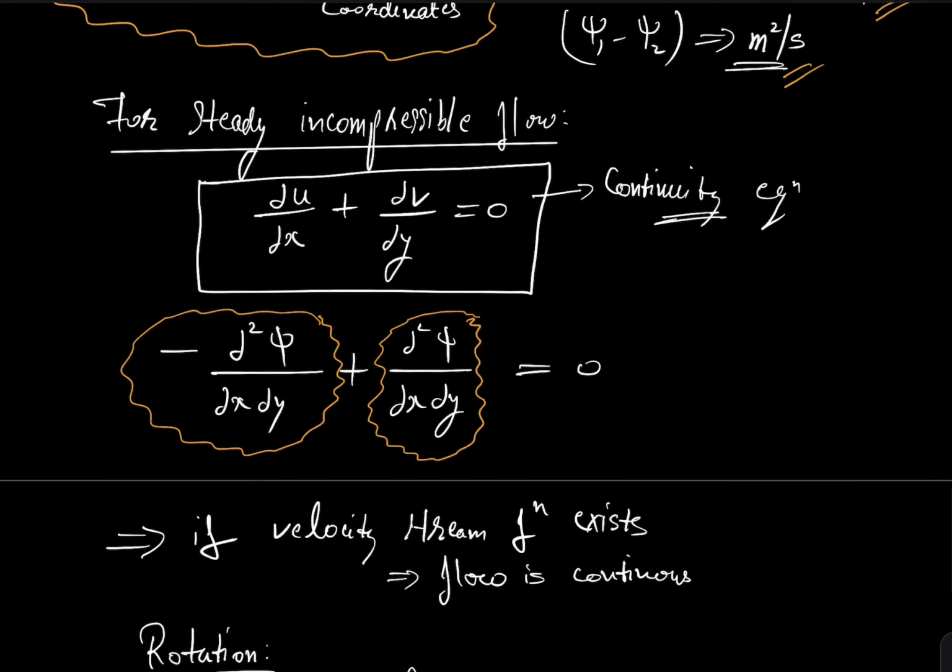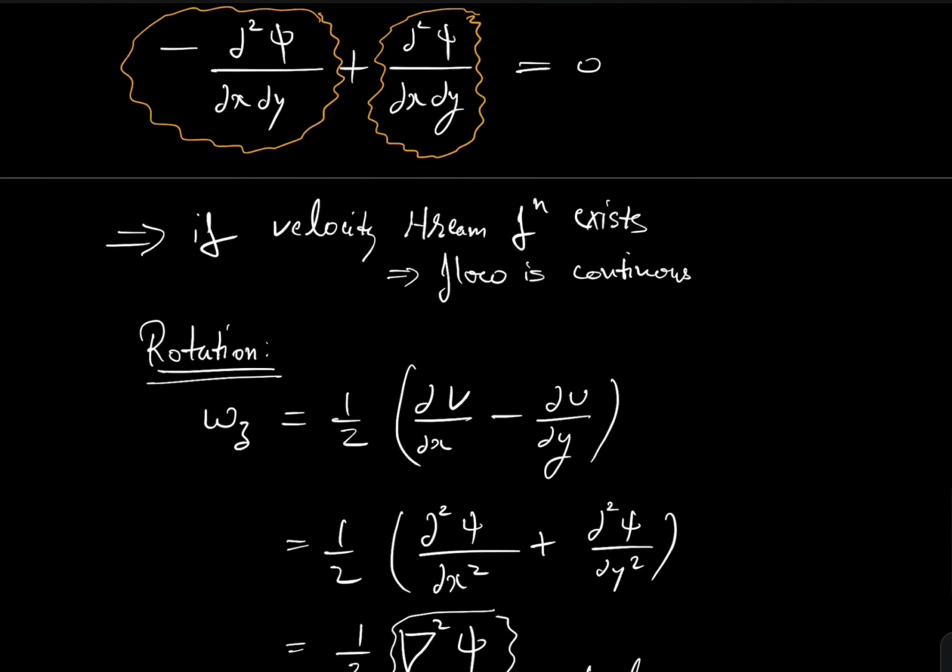So what's interesting here is that if velocity stream function exists, then my flow comes out to be continuous. The continuity equation is automatically satisfied by my velocity stream function. So I can without any doubt say that if my velocity stream function exists, it implies that my flow is a continuous flow. Clear? Let's move further.